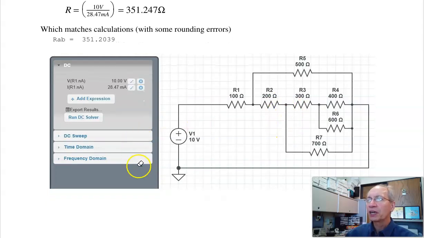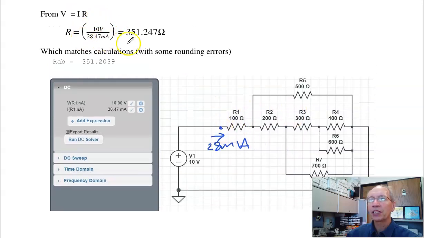To find the resistance, I'll apply a test voltage, apply 10 volts to it, and find out what the current is at this point. Tell it to solve, and it tells me at 10 volts it is drawing 28 milliamps. From V equals IR, I know the resistance of all this is 10 volts over 28 milliamps, 351 ohms. Same answer. So when you take Circuits 1, you don't really need Chegg. Just take your circuits, throw it on Circuit Lab, and check. If your calculations are correct, they'll match up with Circuit Lab. If they're incorrect, either Circuit Lab is wrong or you're wrong. My money's on Circuit Lab.